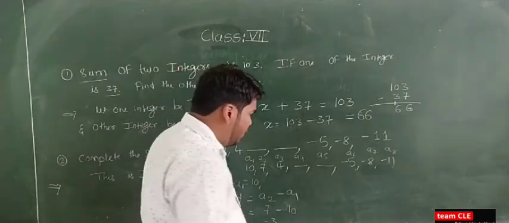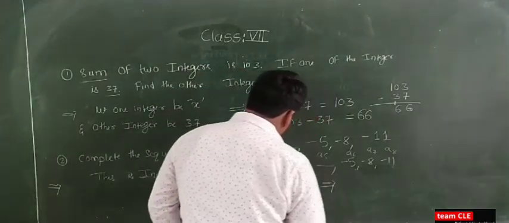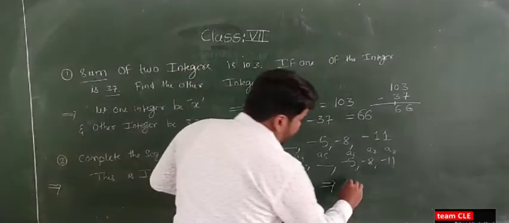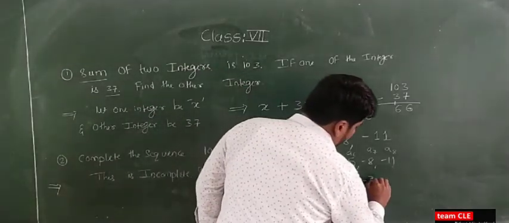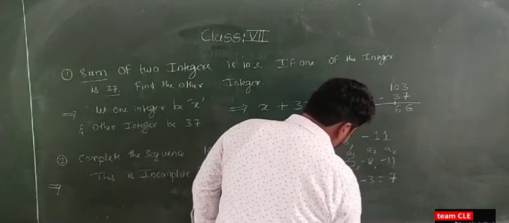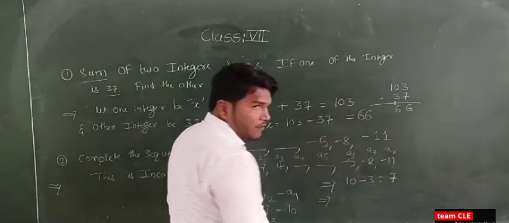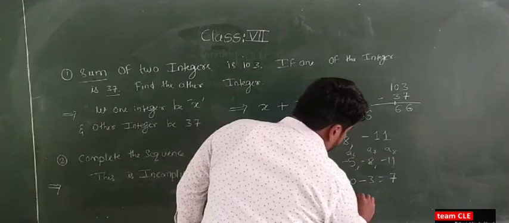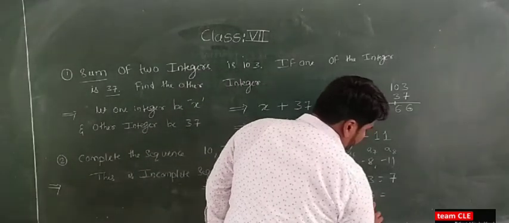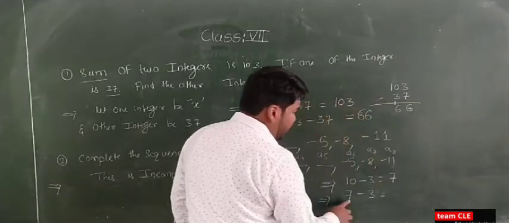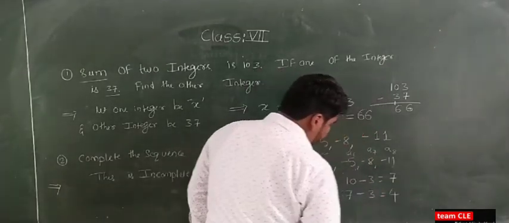Again, we don't know this, so you can write the complete sequence. Now take the first term, that is 10. What is your difference? 10 minus 3, which is equal to 7. The answer is 7. Take that 7. 7 minus 3, take the difference, is the same in all cases. 7 minus 3 is equal to 4.